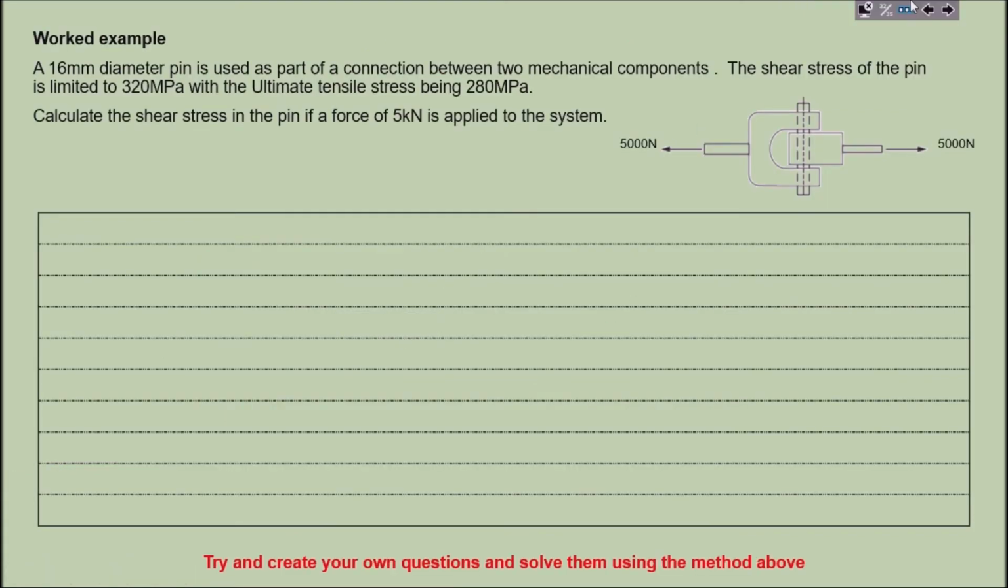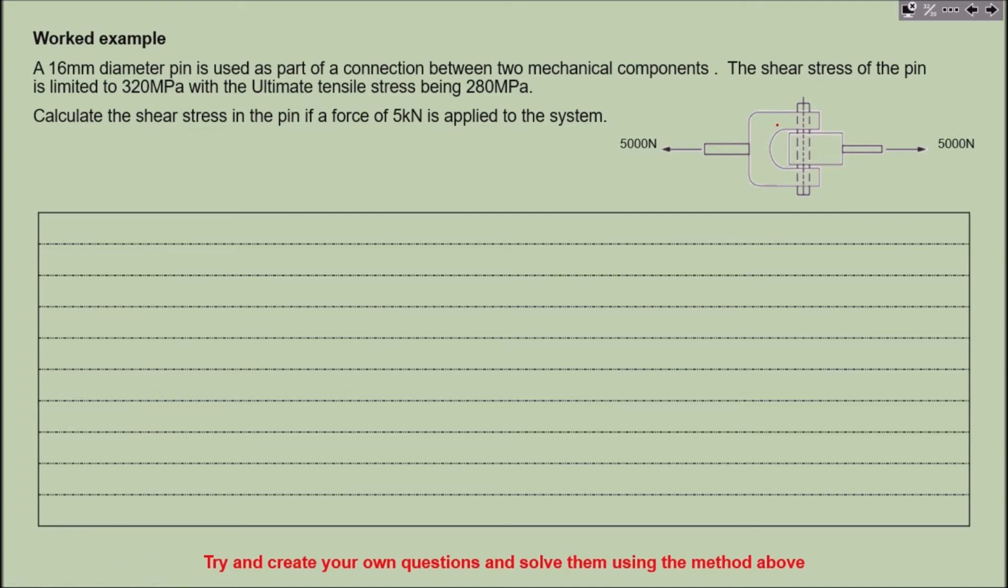Now let me just grab that and I'll pop that up there. Okay, so the scenario here: we've got a 16mm diameter pin, 60mm diameter. It's part of a mechanical setup, as we've seen in the little image. Shear stress of the pin is 320 megapascals. Ultimate tensile stress is 280 megapascals. Calculate the shear stress.